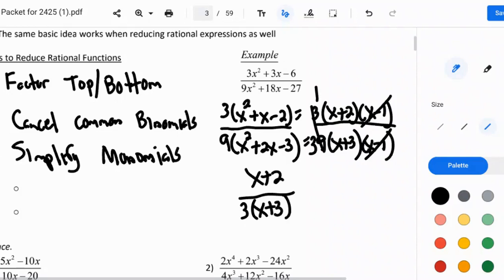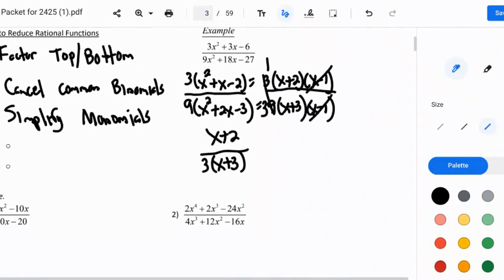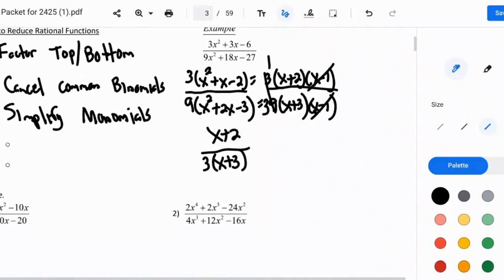You can't cancel these x's in the top and bottom because they're parts of other binomials. So that's always a mistake that people make, is they try to cancel out these x's. It's not possible. It's not allowed. And then when we're having these little dots right here, let's write down that part. Can't cancel pieces of binomials.